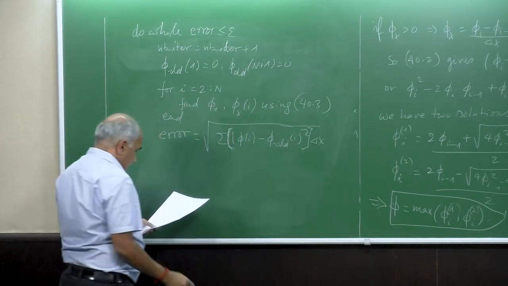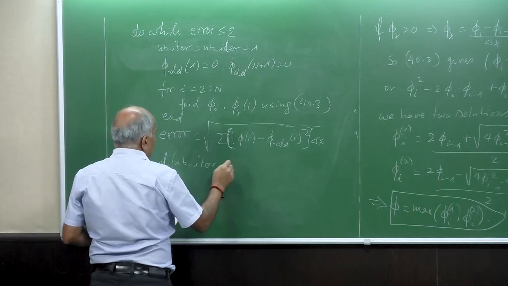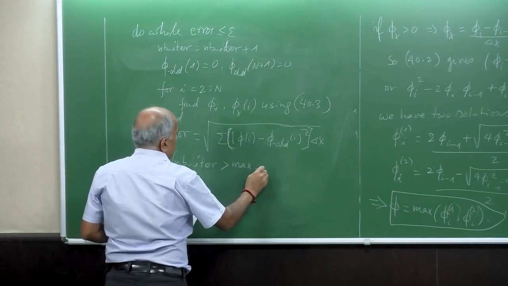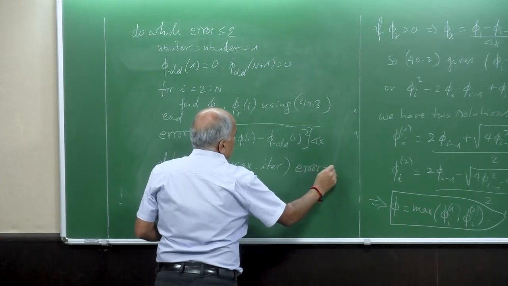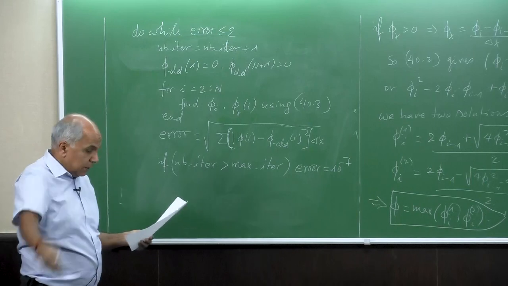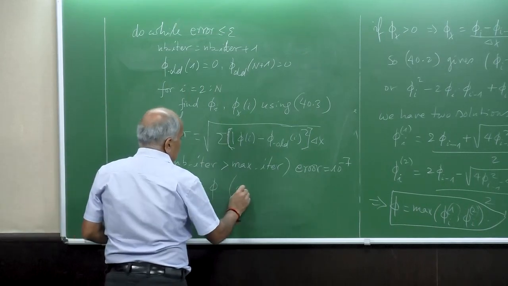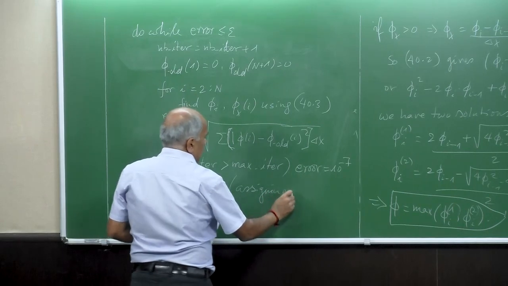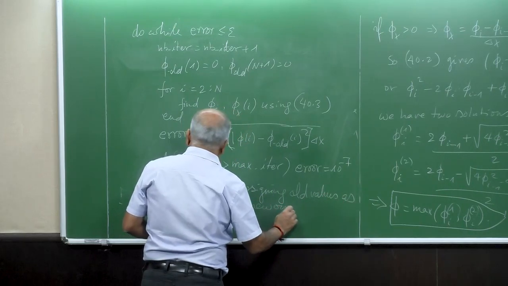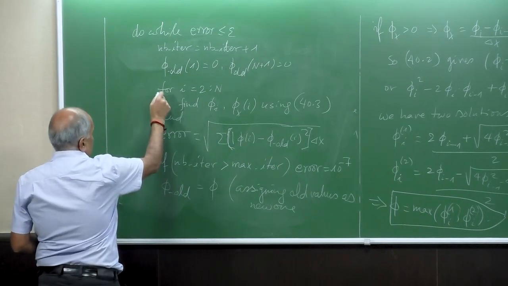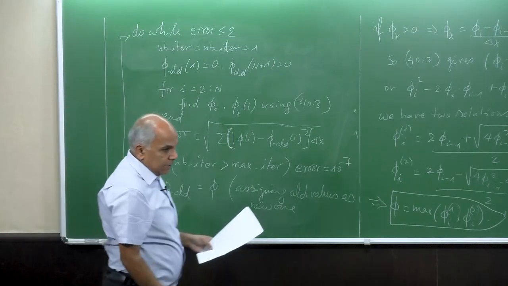times delta x, and then we check if our number of iteration is greater than maximum iteration. So, we put our error as 10 to the power minus 7, we give smaller, we don't want to go further, and then we assign phi of old is equal to phi. So, it means assigning the old value as a new one, and then we end the loop here, and then finally this loop in here. So, in this way we solve this equation iteratively.